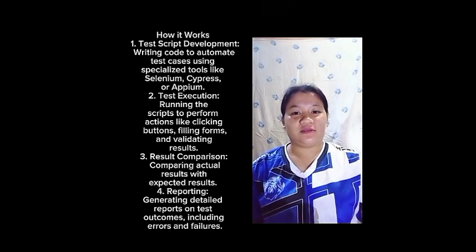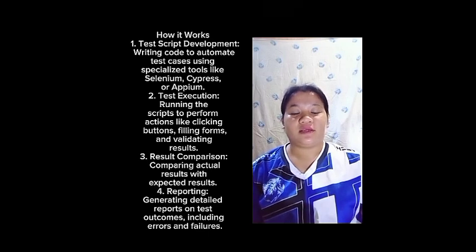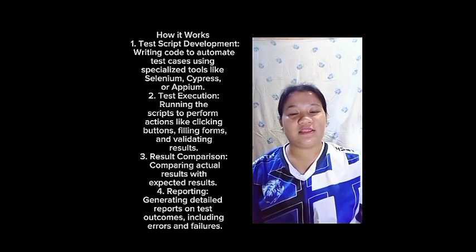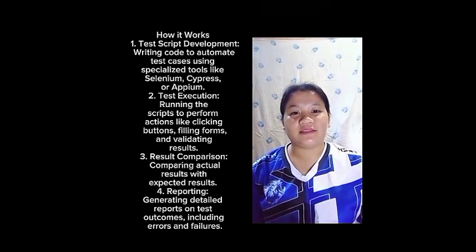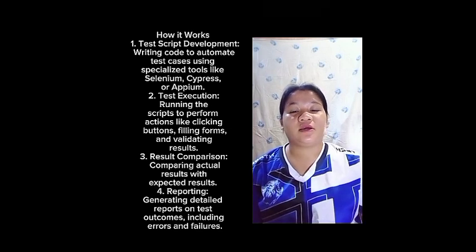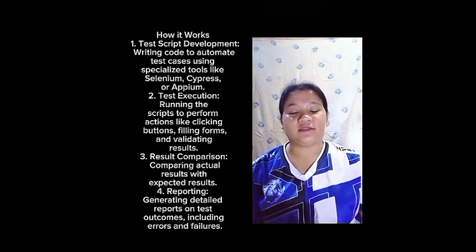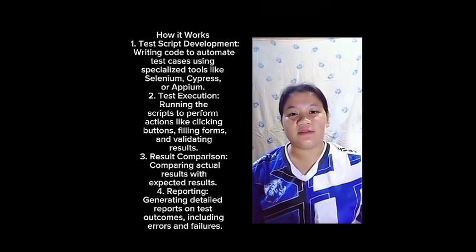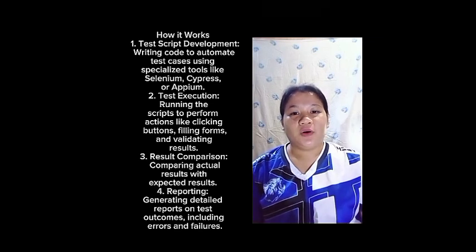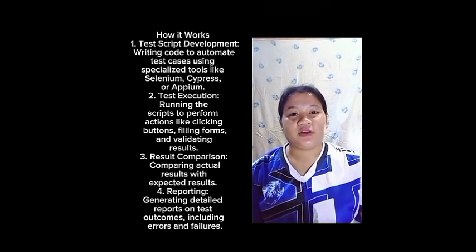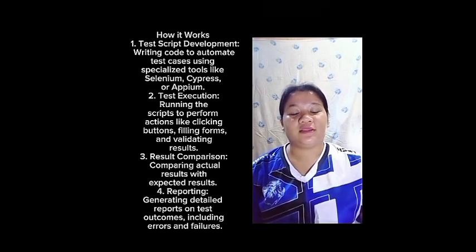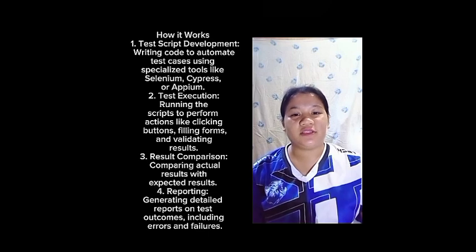How it works. Test script development. Writing code to automate test cases using specialized tools like Selenium, Cypress, or Appium. Test execution. Running the scripts to perform actions like clicking buttons, filling forms, and validating results. Result comparison. Comparing actual results with the expected results. Reporting. Generating detailed reports on test outcomes, including errors and failures.